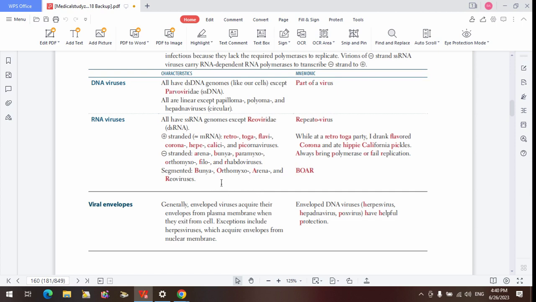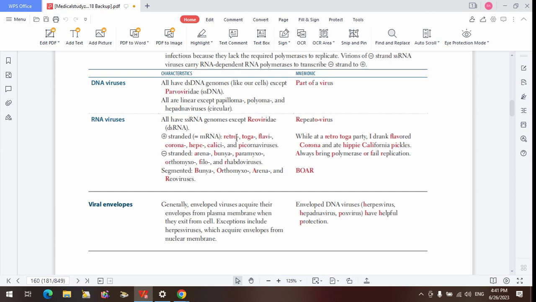Then Arena, where you have your Lassa and the likes. Then Bunyavirus. Bunya and Arena, they go together. Then you remember the largest of those RNA viruses, which is Reovirus. It's the only one that is double-stranded. So the code is BOAR. If you can remember BOAR, it's fine. B for the Bunya, O for the Ortho, A for the Arena, R for the Reo. So those are the segmented RNA viruses.